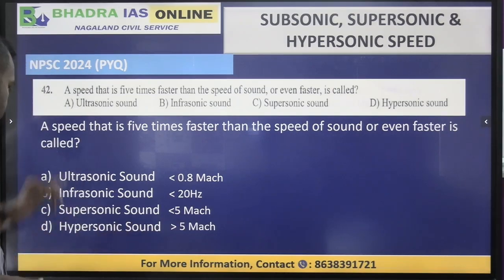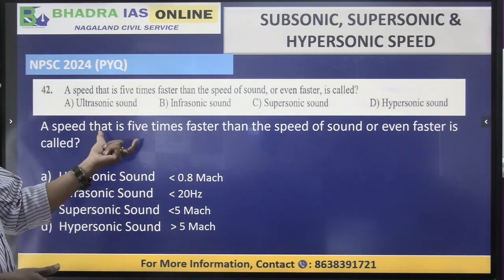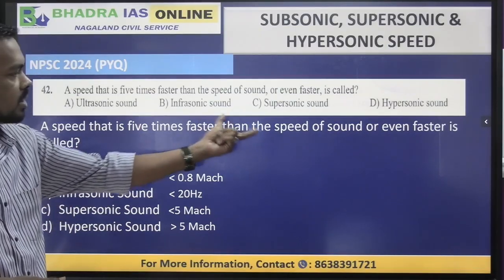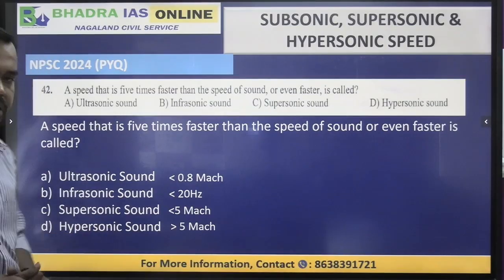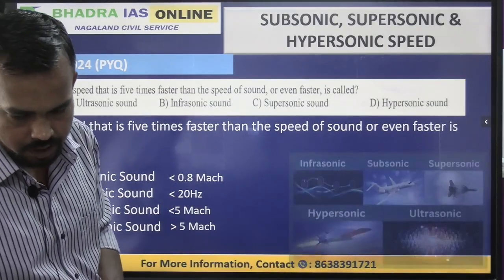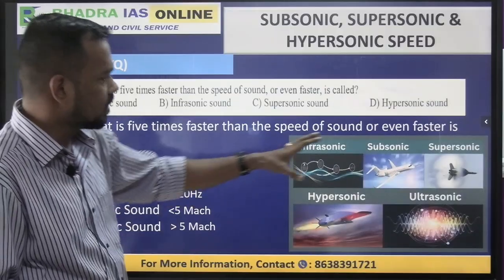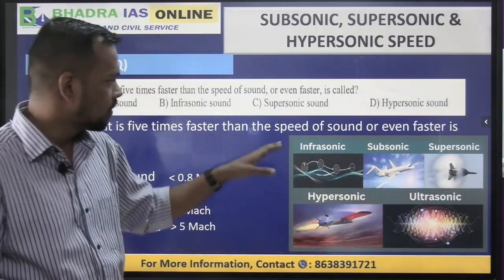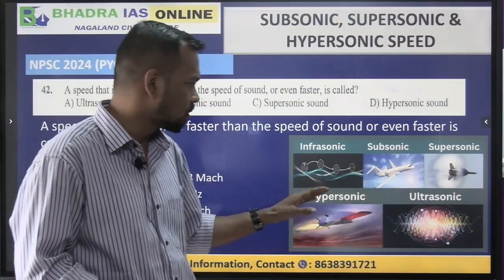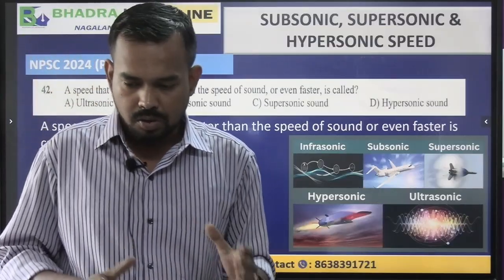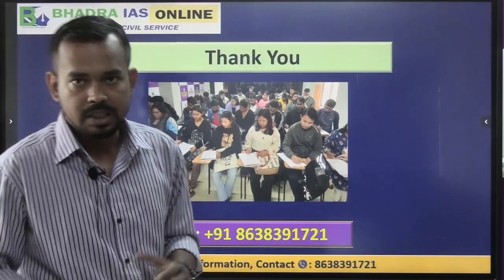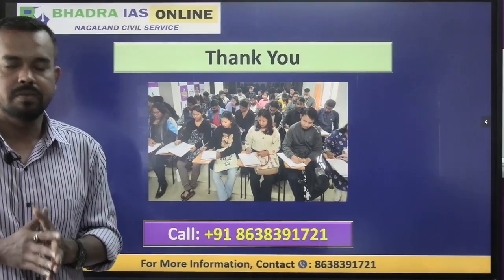So obviously the right answer would be hypersonic, because it is a speed that is 5 times faster than the speed of sound or even faster. So the right answer will be D. Similarly we can categorize sounds in different zones, where infrasonic, subsonic, supersonic, hypersonic and ultrasonic sounds are there. So this was all the discussion about different speeds with respect to sound.